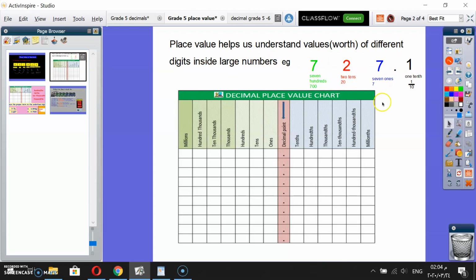Example 727. So here is the ones digit, so this 7 is written as 7. The tens digit, so this 2 represents 20. And the 7 in the hundreds digit is written as 700. The first digit to the right of the decimal point is called tenths, and it is written as 1 divided by 10. You can use this decimal place value chart to know the place value of any digit in a decimal number.